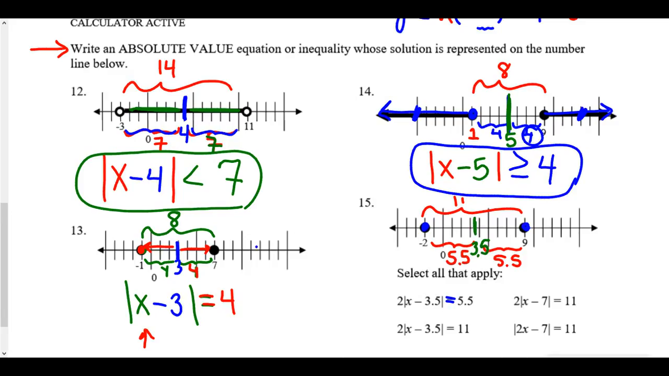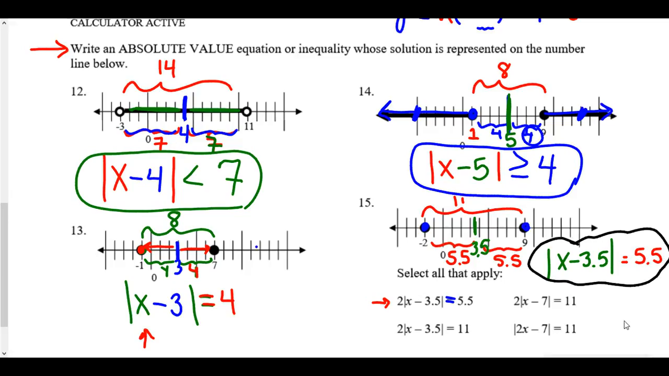Okay, so when I'm writing my inequality, or my equal to in this case, I have x minus 3.5 to shift 3.5 to the right. From there, I go out 5.5 units in each direction. Now this one's different because it says select all that apply, and it gives me answer choices. These answer choices over here on the left already have a 2 out in front. So what I got is not there. So what would happen if I put a 2 out in the front? What would happen if I multiplied by 2?